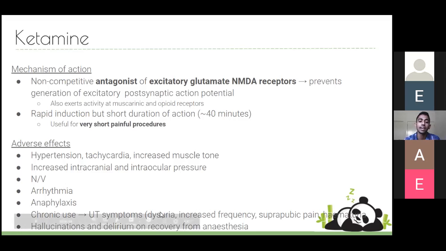They have blood, they have pain, they have increased frequency, or they can get hallucinations, which is really common after using Ket when they're recovering.